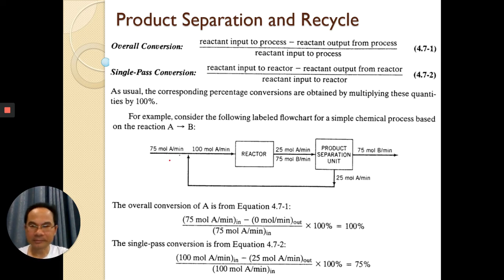For this example, if you would like to calculate overall conversion from A to B, the input of A to the process is 75 mole A per minute, and output is 75 mole B per minute. There is no A output for this case. Then you can calculate overall conversion. For 100 mole A per minute, there is no input to the process. There is input to the reactor, 25 mole A per minute. This is output from the reactor, not output from the process. 75 mole B per minute is the output from the reactor.